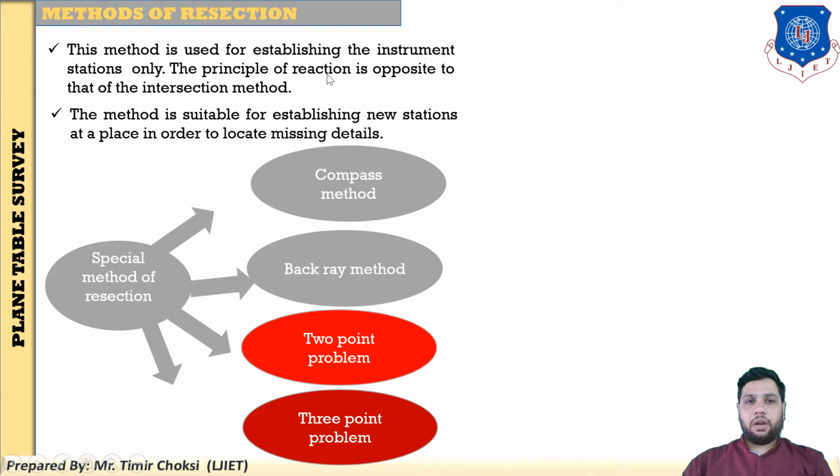You know that the principle of resection is opposite to the intersection method, and this method is used to establish a new station in order to locate the missing details. The concept is the same: you establish the new station on the drawing sheet. You use these four methods, but in this session I will explain the two-point problem and three-point problem.